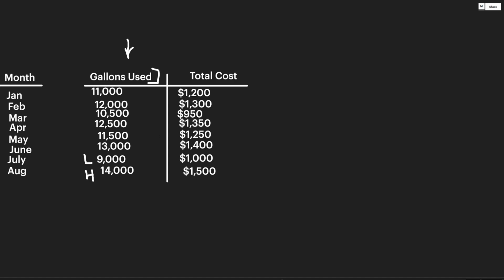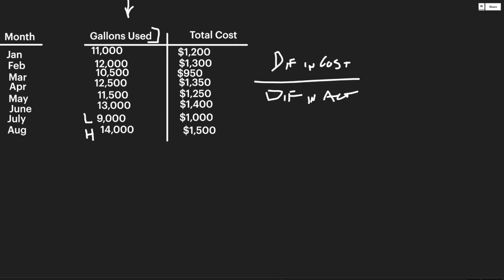So right there, we have our low and our high. And the equation that you use for the high-low method to start getting your equation for the variable portion of the mixed cost is the difference in cost over the difference in activity. So in this example, we're going to have our difference in cost, and you always want to put the high level first.